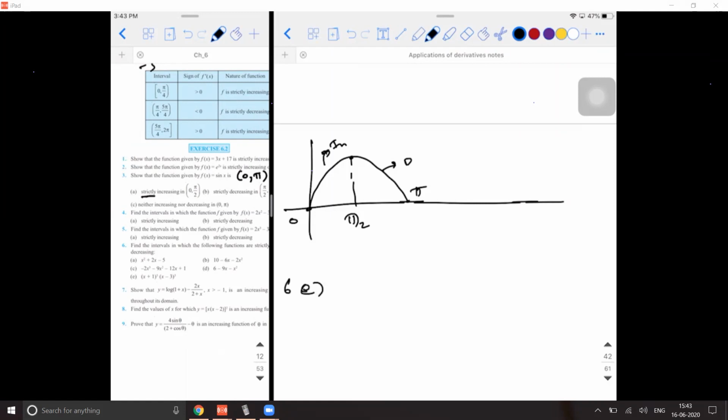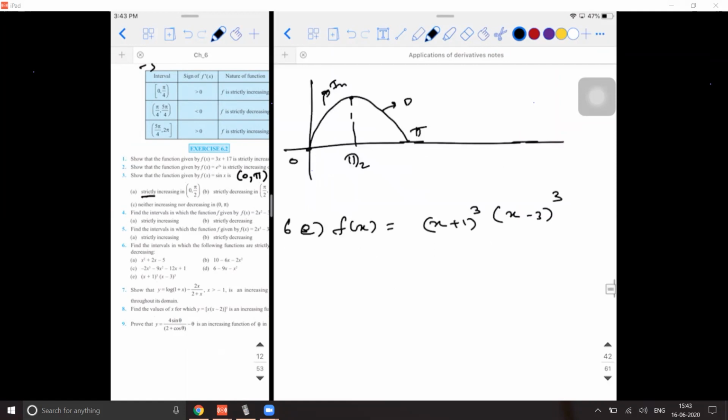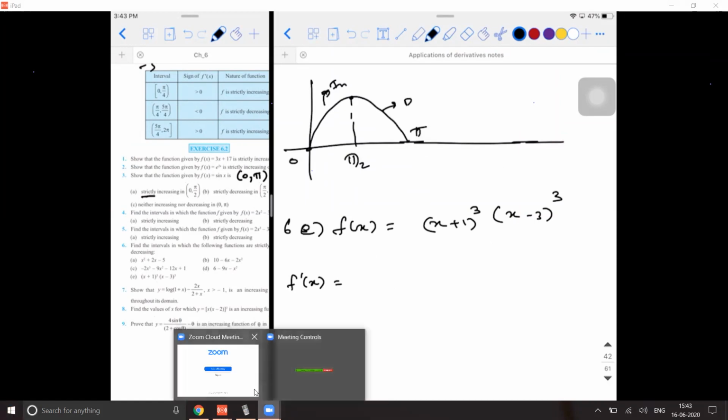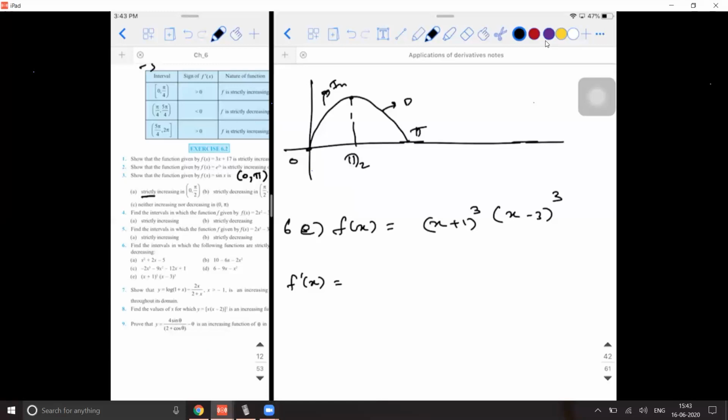So how to do 6e? f of x is equal to (x plus 1) the whole cube into (x minus 3) the whole cube. So how to do this? You can take (x plus 1) whole cube as u. And okay. So what is f dash of x then? u dash v. Yeah. u dash v. 3 into (x plus 1).